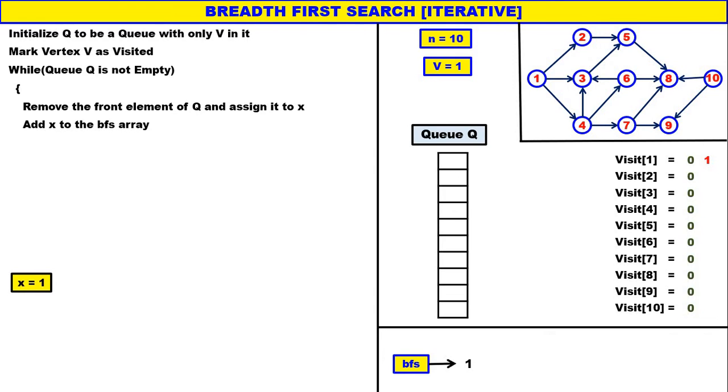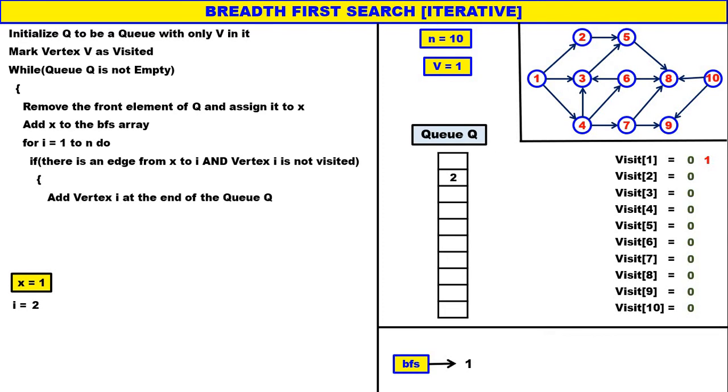Very good. Now, all the vertices that are adjacent to 1 should be added to the queue if they are not visited. For i from 1 to n, we have to find the adjacent node from 1 which is not visited. So from 1, 2 is there, 2 is not visited, therefore 2 can be considered. Why? Because there is an edge from 1 to 2 and visit of 2 is equal to 0. So how to write it in the algorithm? If there is an edge from x to i and vertex i is not visited, what we have to do? Add 2 to the queue.